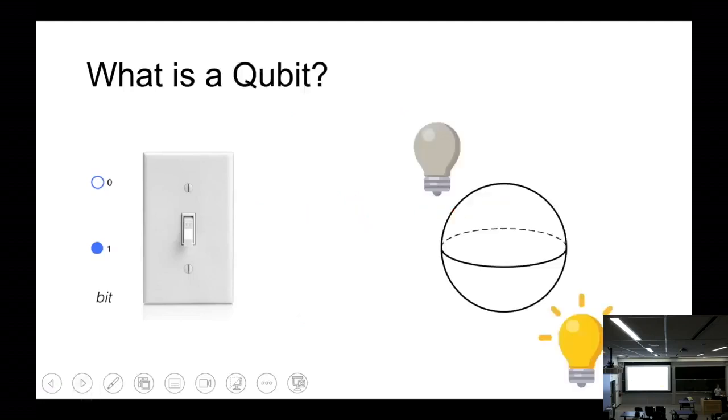All right, so what about this quantum bit? So that's the qubit. So let's consider the light switch again. A quantum light switch could be represented by a sphere like I have drawn on the right here, with the north pole being off and the south pole being on.